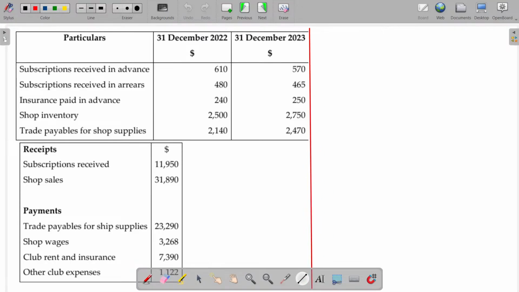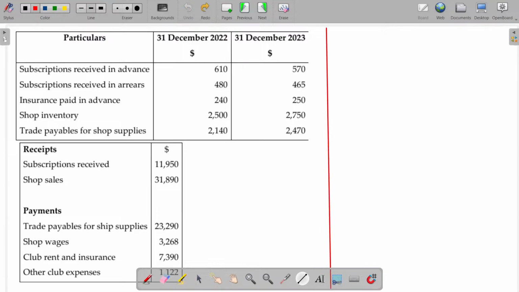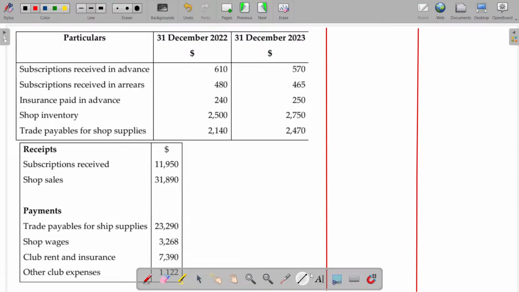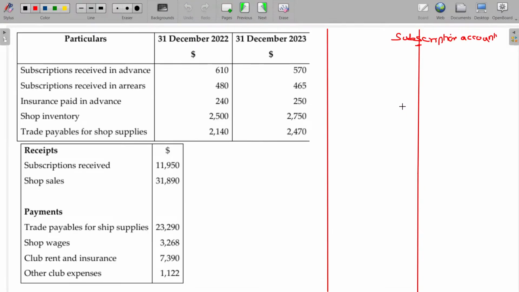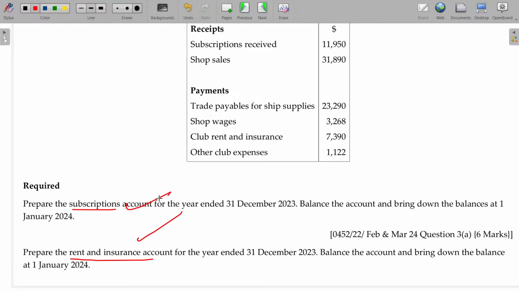So for the subscription account and rent and insurance account. This one over, this one over.